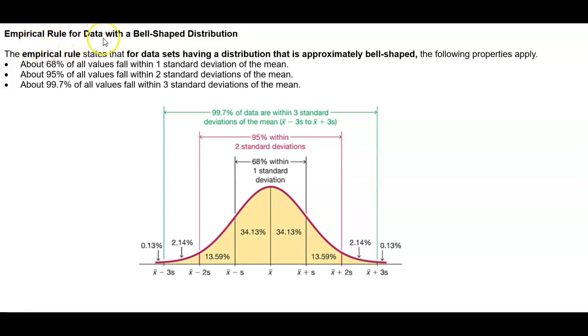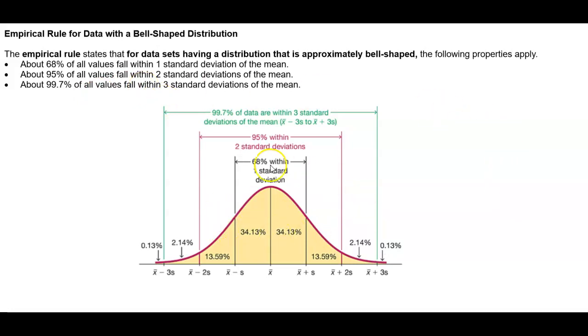Empirical rule for data with a bell-shaped distribution. Now, the empirical rule states that for data sets having a distribution that is approximately bell-shaped, the following properties apply. We would say that about 68% of all values fall within one standard deviation of the mean. About 95% of all data values fall within 2 standard deviations of the mean. And about 99.7% of all values fall within 3 standard deviations of the mean.